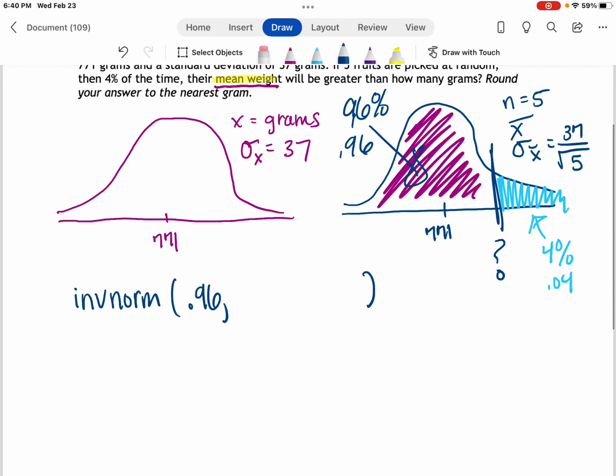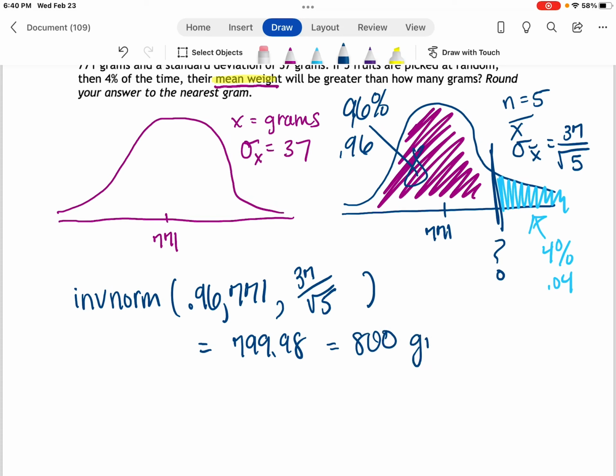So I'm going to put in 0.96, and then I put in my mean, which is 771, and then I got to put in my standard deviation. Now, because we're looking at the inverse norm for the sampling distribution, we want to make sure that the standard deviation we put in is 37 over the square root of 5, not just 37. When we do that, we're going to get 799.98, and since the problem says to round to the nearest gram, we want to round it up to 800 grams.